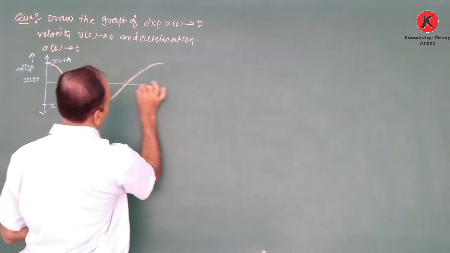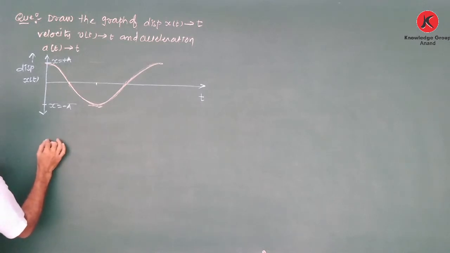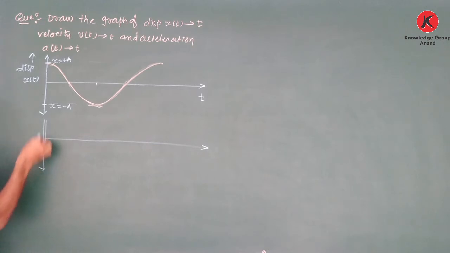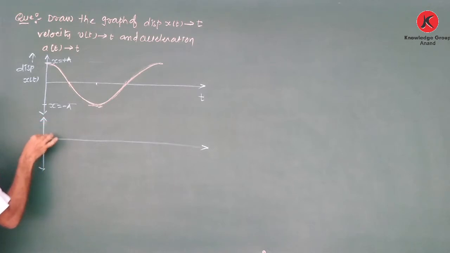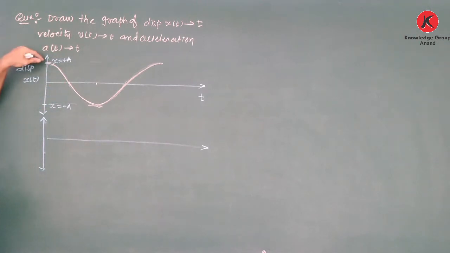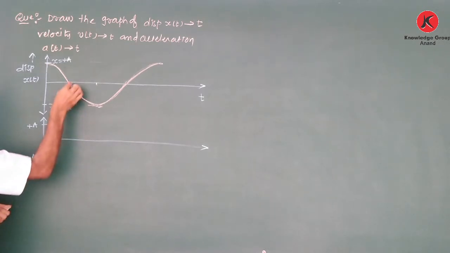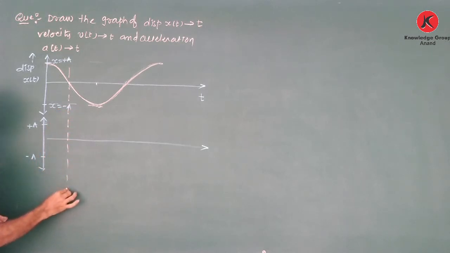Now, what should be the graph of velocity versus time? The graph of velocity versus time is also in the same manner. Already we discussed the cases of the velocity. At the mean position, the velocity is maximum, and at the extreme point, the velocity is 0. So there is x is equal to plus a, minus a. The time intervals are the same for the acceleration, velocity, and also the displacement.